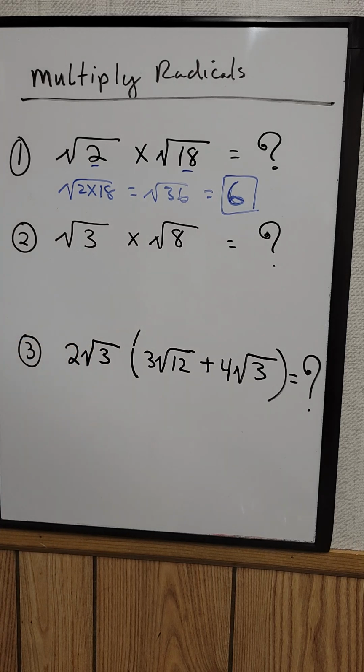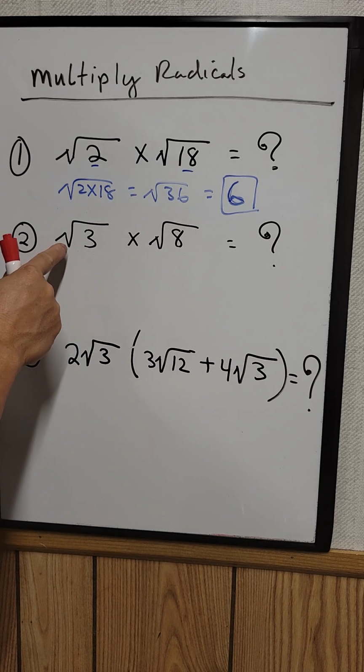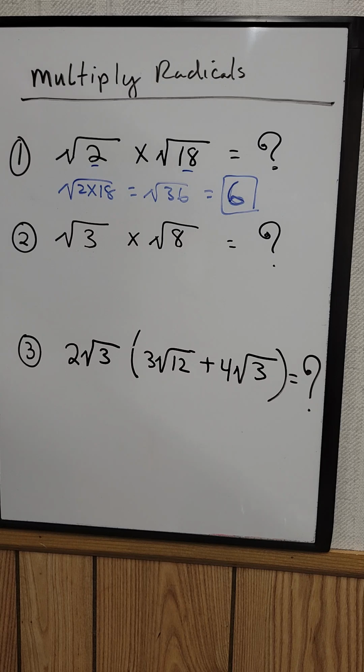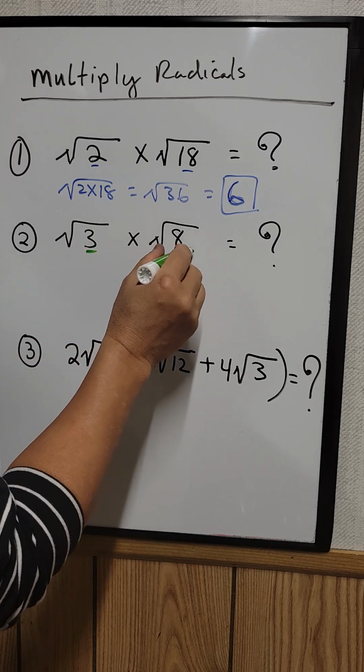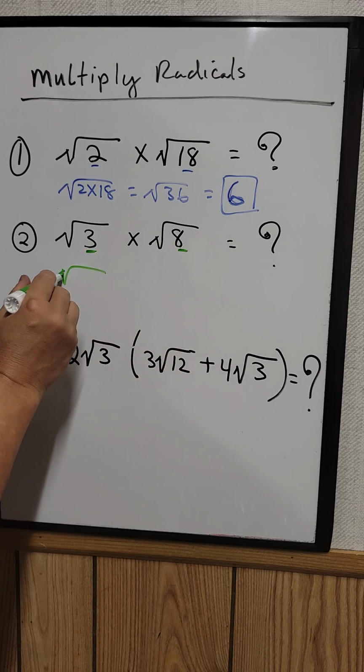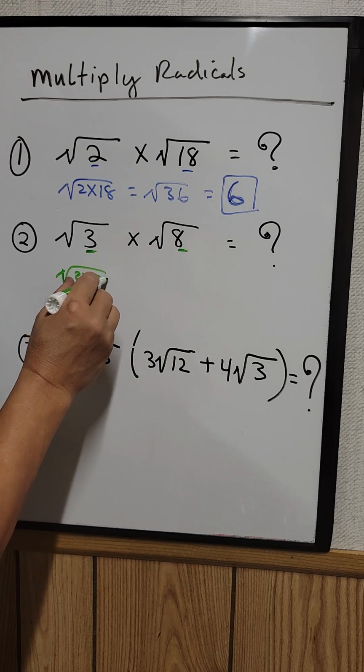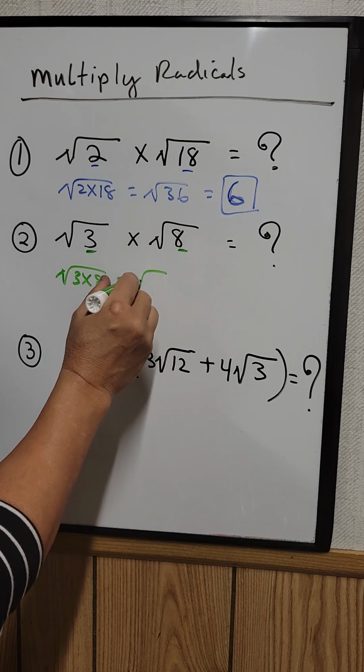How about example number 2? The square root of 3 times the square root of 8. What is that equal to? Do the same thing. Just multiply the two radicands together. So that's just equal to the square root of 3 times 8. That's equal to the square root of 24.